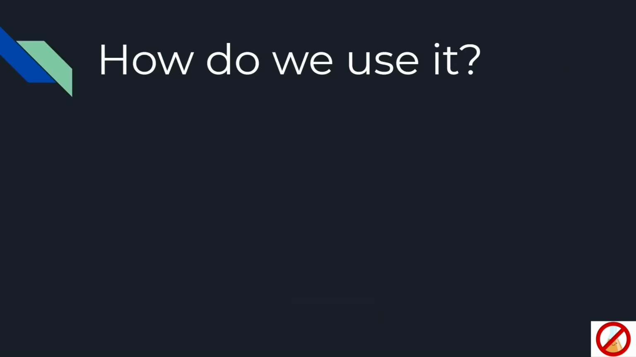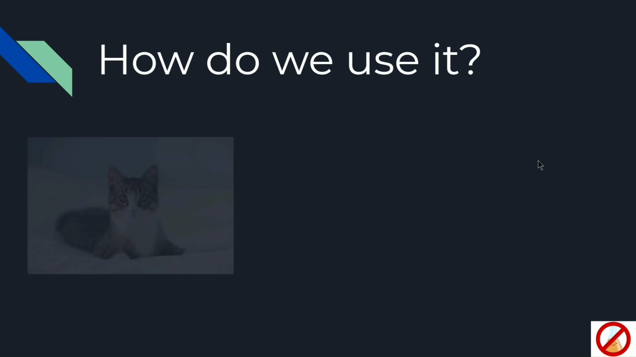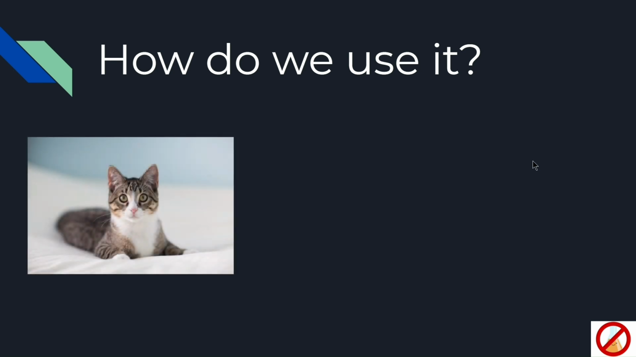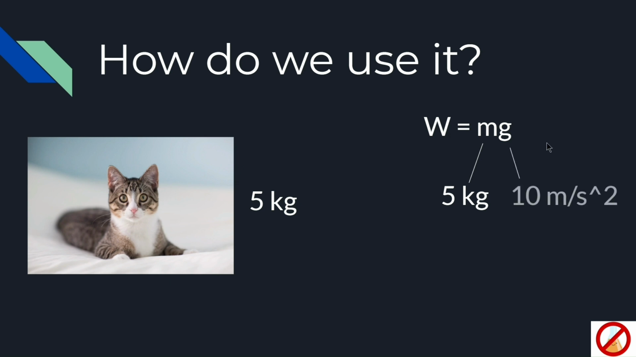Then how do we apply this formula in our normal life? Let's take an example, like a cat. And a cat usually has a mass of around 5 kilograms. So let's take our equation, W equals mg. If we want to find out the weight of the cat, we have the mass, which is 5 kilograms. And we have the acceleration due to gravity, which is 10 meters per second squared. And on Earth, we will take 5 times 10, which will equal 50 newtons.